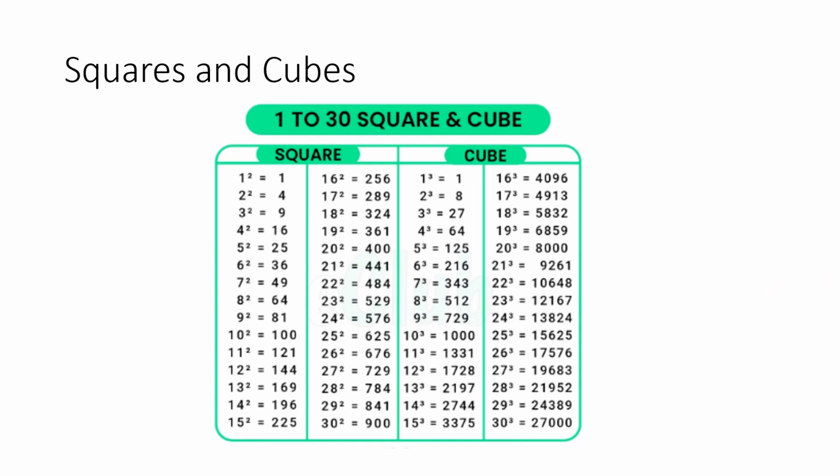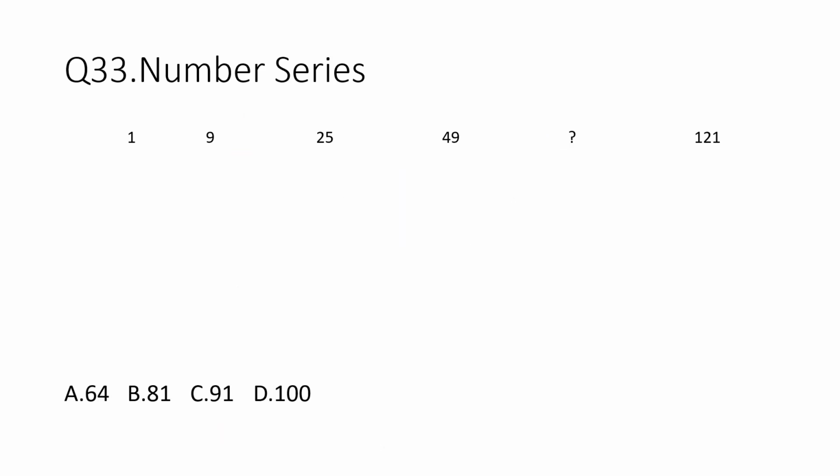Now let us move forward with the questions. This is question number 33, because we have done 32 questions in our previous sessions. This is the fifth session. You can see here 1, 9, 25, 49, question mark, and then 121. I hope you all understand this, right?